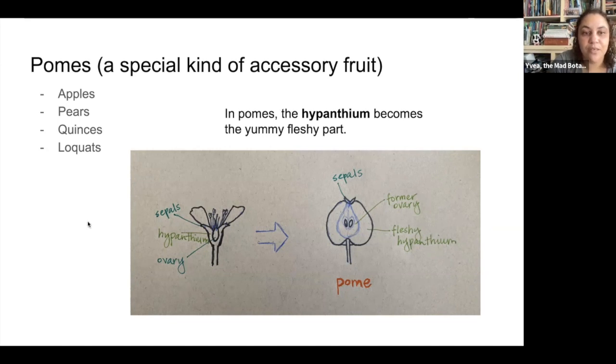And cucumbers are a berry. They're just a very special kind of a berry called a pepo. But that's a whole other story. But cucumbers are berries, you're right. So this is the pome.